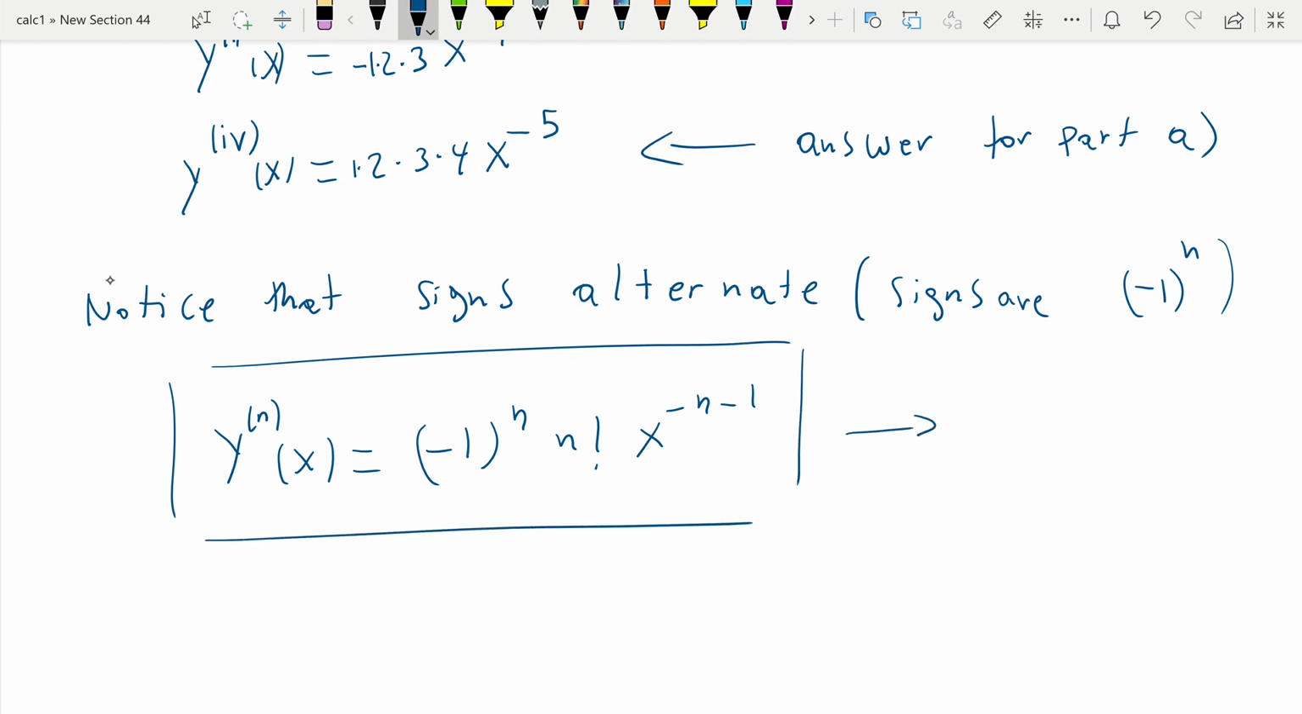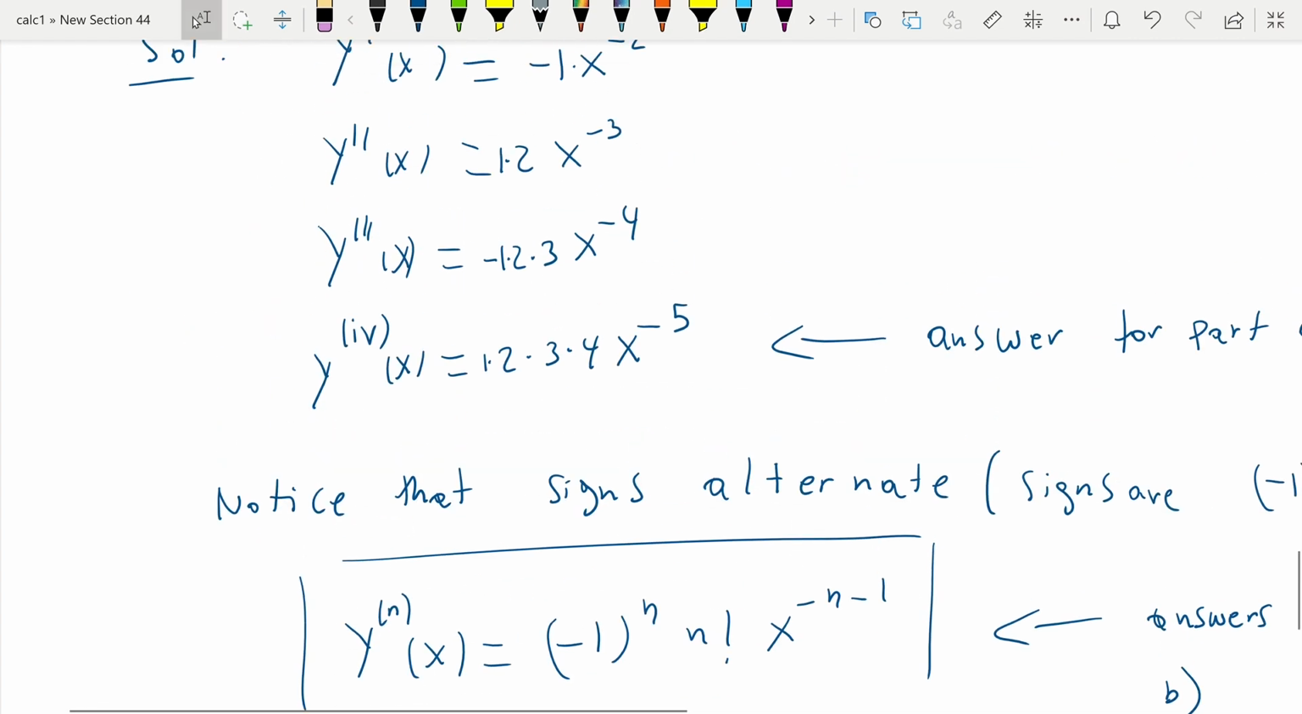So these answers are part B. And yeah, this is basically it for this kind of problem. I mean, for the kind of problems you will see for this section.